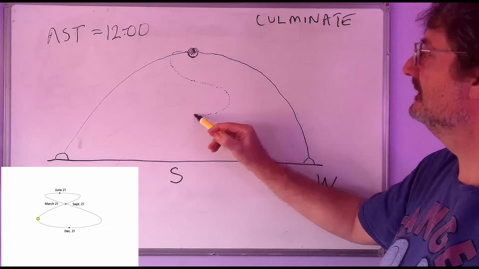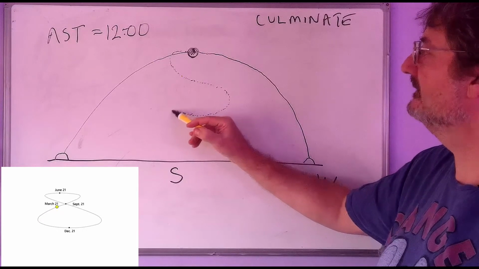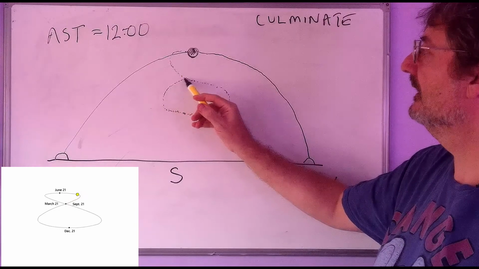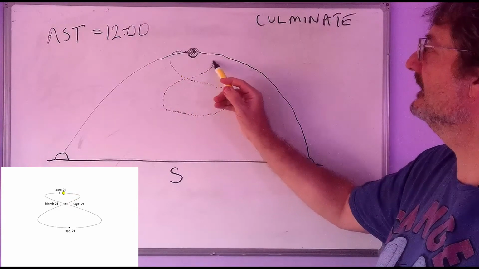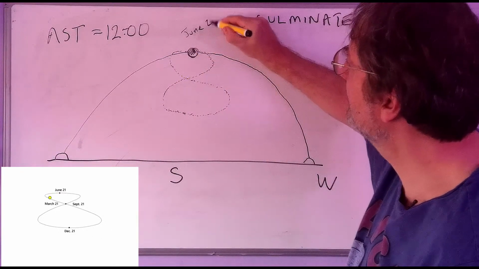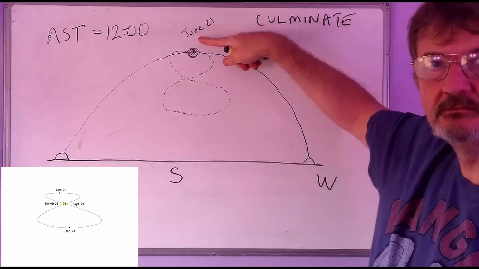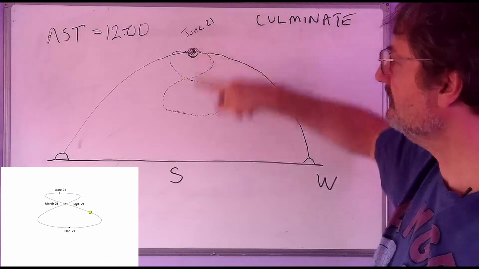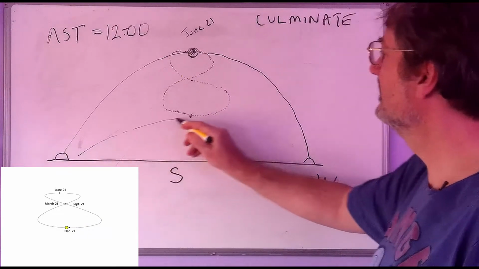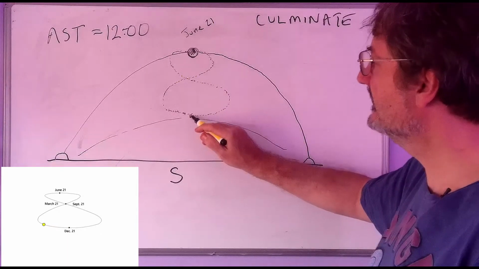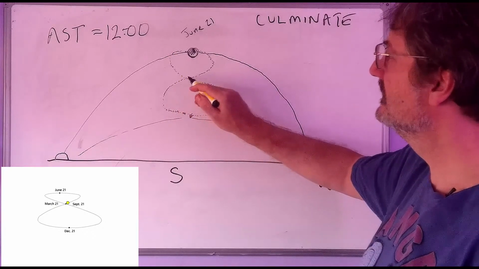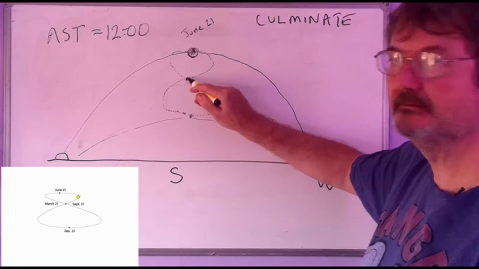In December, the Sun will culminate around here, and then we come back again, and the Sun culminates higher and higher and higher. So on June the 21st, the Sun culminates around here. On December the 21st, the Sun culminates around here. Then we have January, February, March, the Sun culminates around here.